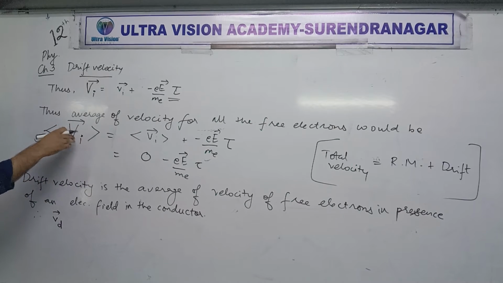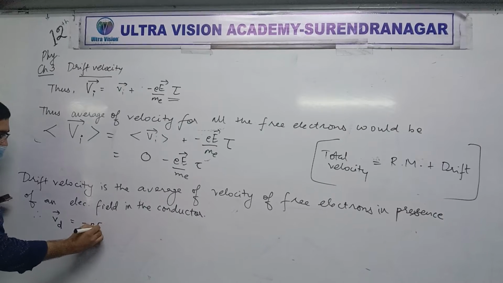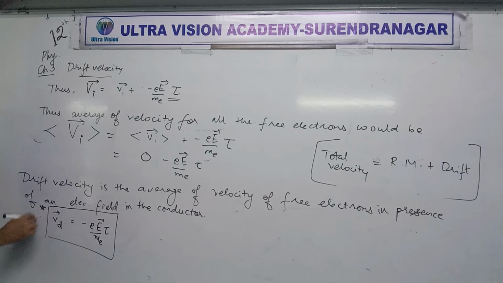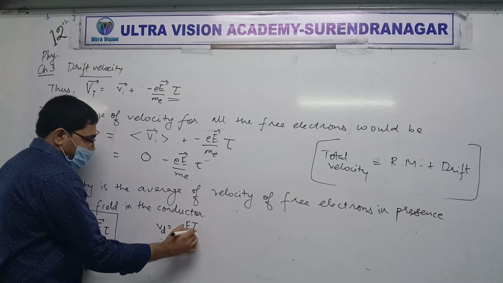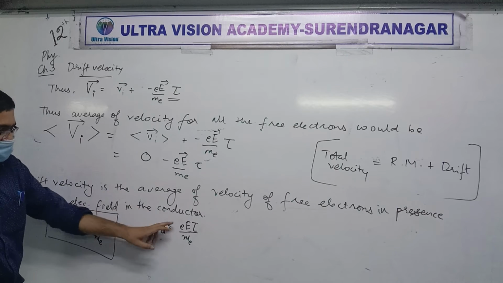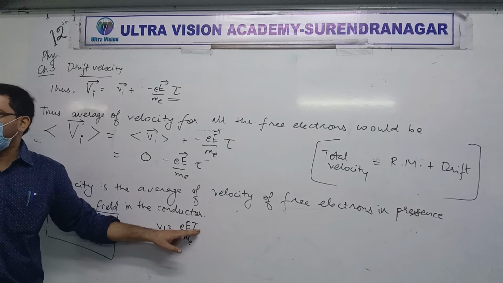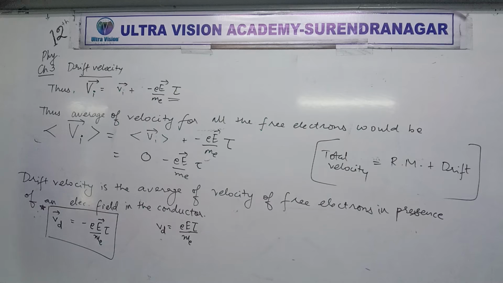Today we took the average, the average of the velocity of all the free electrons in the presence of electric field. Okay, Vd vector equal to minus E vector upon m into tau. Is it clear? Remember this formula. If you want to write it in magnitude form, then Vd equal to e into E upon m into tau. Can you identify the terms here? Vd for drift velocity, or drift speed if it is not a vector. Small e is the charge of electron. Capital E is the electric field. Tau is relaxation time. m is the mass of the electron. Clear? So that's the drift speed or drift velocity.